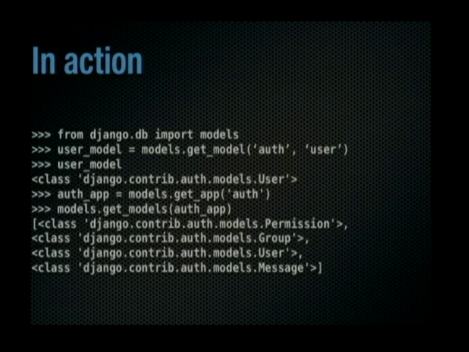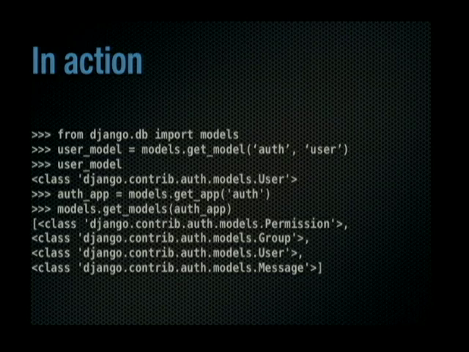But here's just a simple example of what the model cache does. You do get model and pass in an app label and a name, and you get, in this case, the auth user model. You can go ask for the app auth. You can ask for all the models in the auth app and get a list of them. You can do a lot more stuff from this.